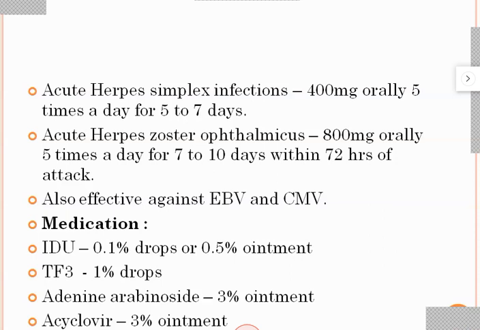Idoxuridine is used in the form of 1% drops or 0.5% ointment, whereas trifluridine (TF3) is used in the form of 1% drops. Vidarabine (adenine arabinoside) is used as 3% ointment. Acyclovir is available as 3% ointment.